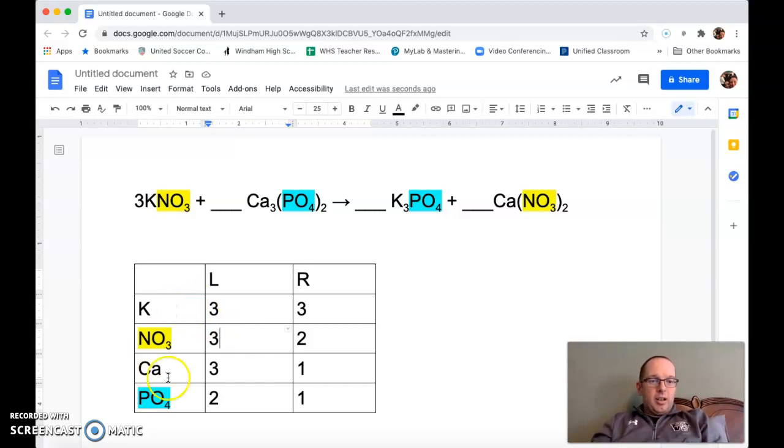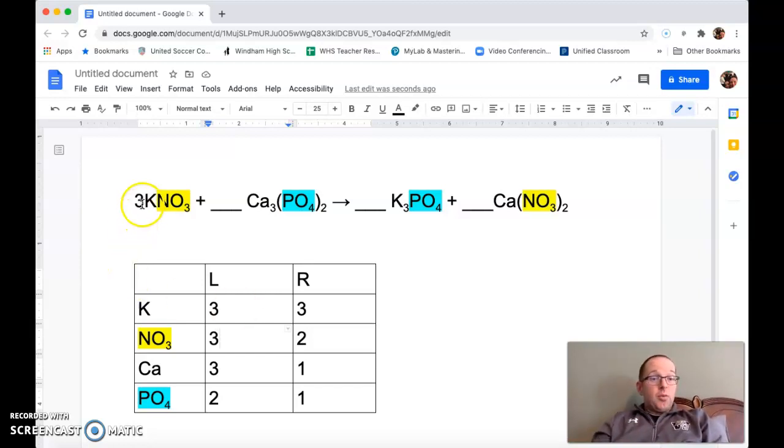So now we're going to try to balance nitrogen, or the nitrate ion here, but we notice that it's going to be pretty hard to do that because we have an odd number on one side and an even number on the other. So whenever this happens, my advice is always to make the odd number even. Now, we can't change any of the formulas, but what we can do is change the coefficients.